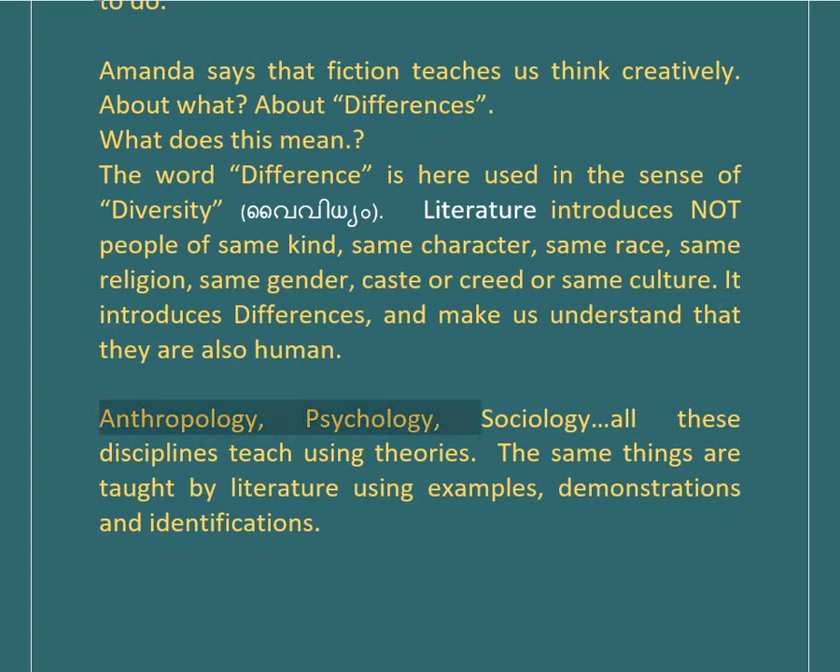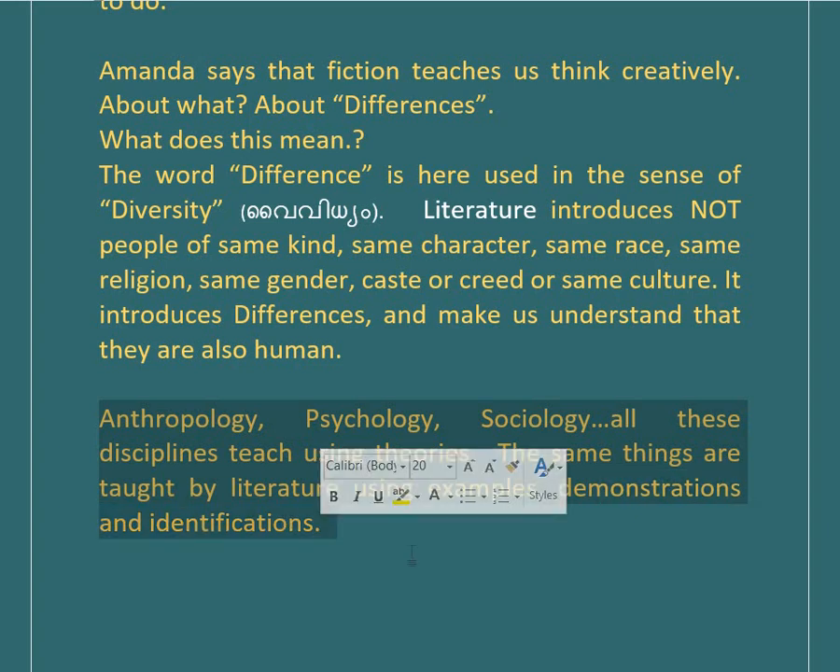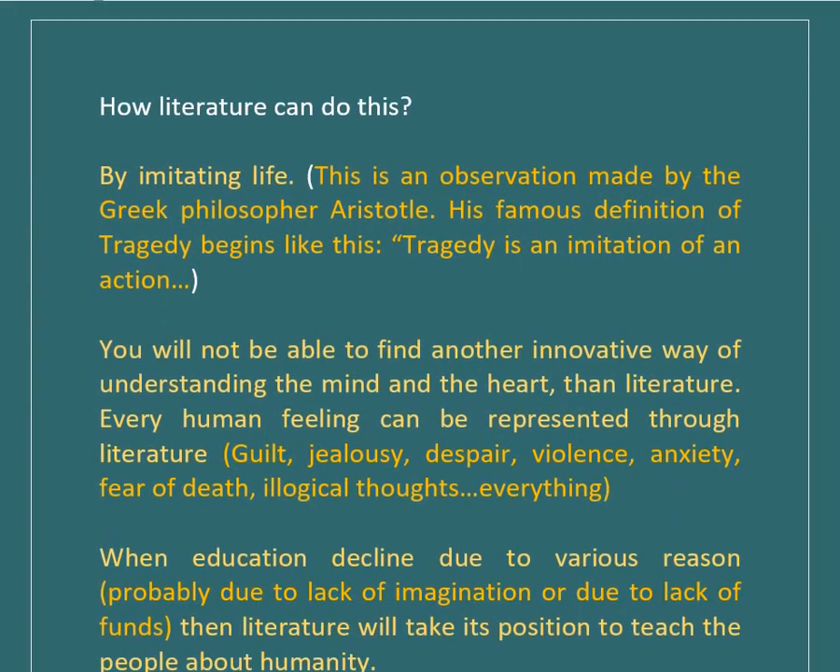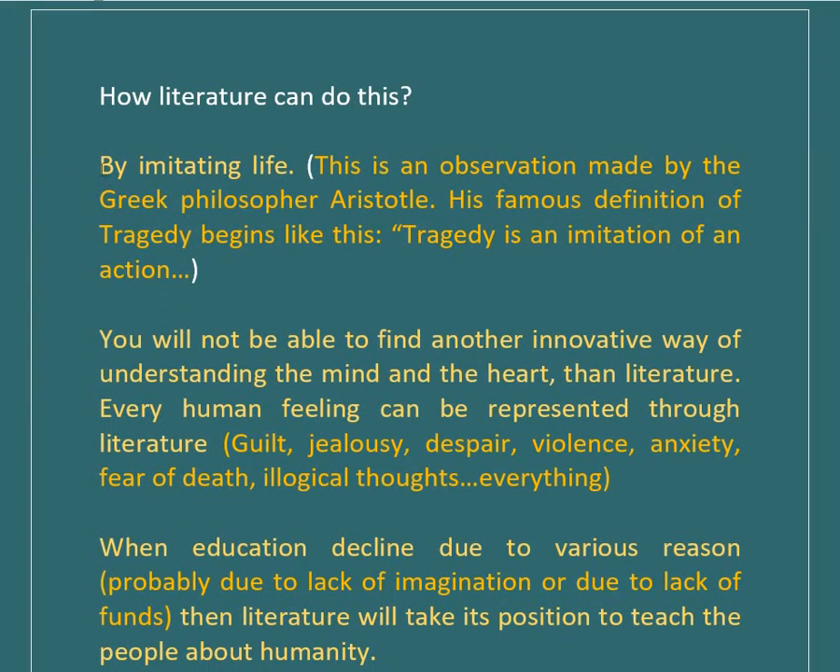Anthropology, psychology, sociology, all these disciplines teach using theories. The same things are taught by literature using examples, demonstrations, identifications, using characters, etc. How can literature do this? By imitating life. This is an observation made by the Greek philosopher Aristotle. His famous definition of tragedy begins like this: tragedy is an imitation of an action.